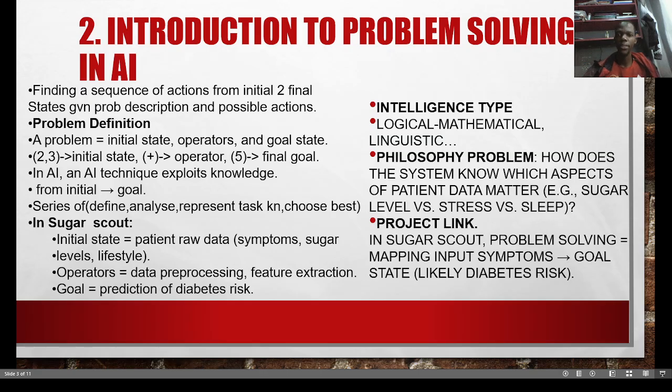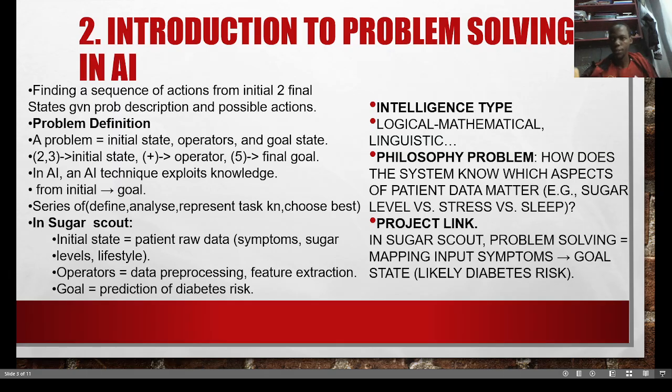Then we represent the task knowledge. Yeah, so I see that I can take this route, I can do it like this, I can do this. So we represent that, as we are yet to see in knowledge representation. Then after representing the task knowledge, we choose the best alternative among those.